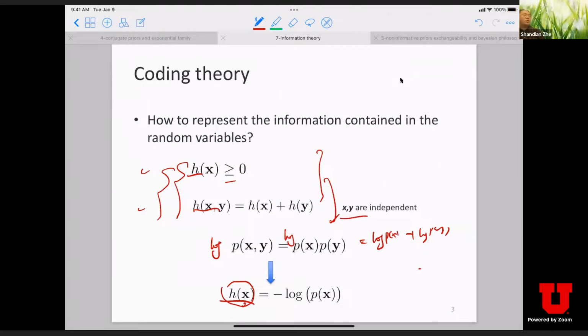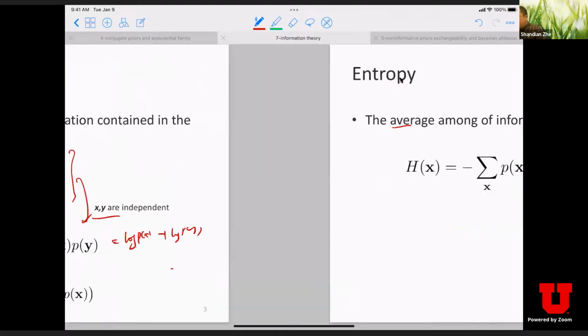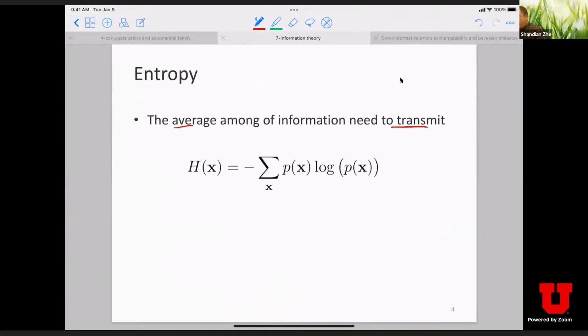And if we want to look at the total, holistic information that this particular random variable x contains, remember, x takes multiple values. And naturally, we're going to take an average. We're going to take the average of this information function h of x over different choices of x values. That's how we define entropy.